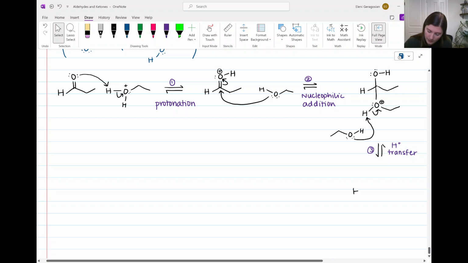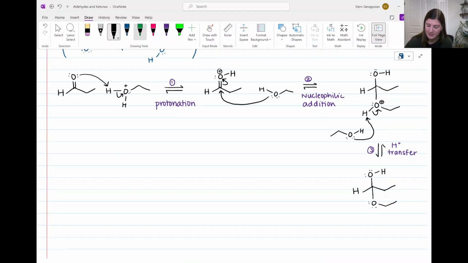So we draw the product of that step. We have that 3 carbon chain from the aldehyde. The carbonyl oxygen is now an OH group, and we have the solvent molecule without the hydrogen bonded to that carbonyl carbon. And all of these steps so far we've seen before. Right here we have our hemiacetal.